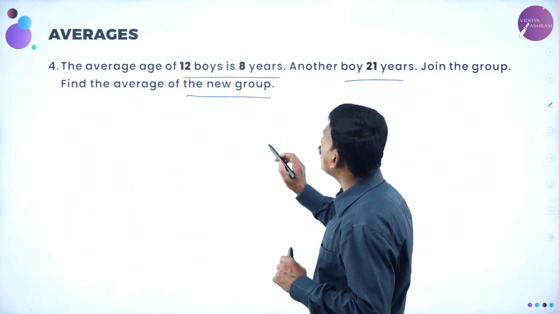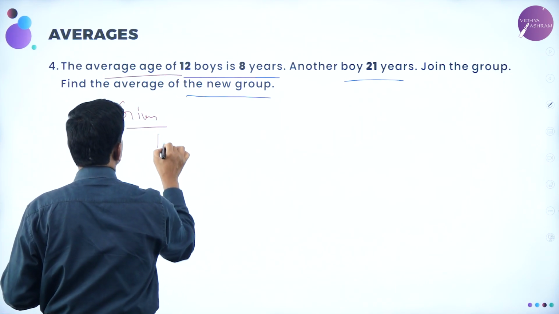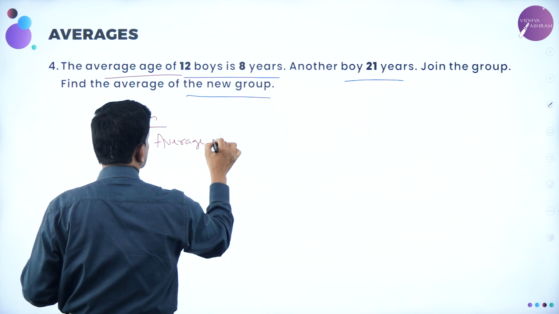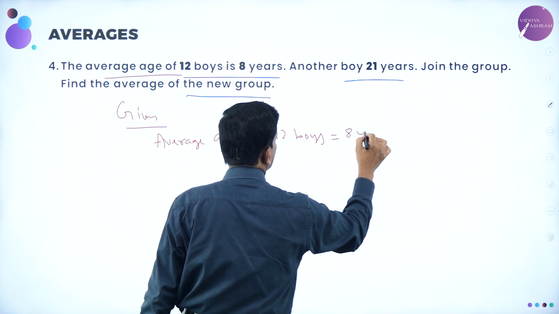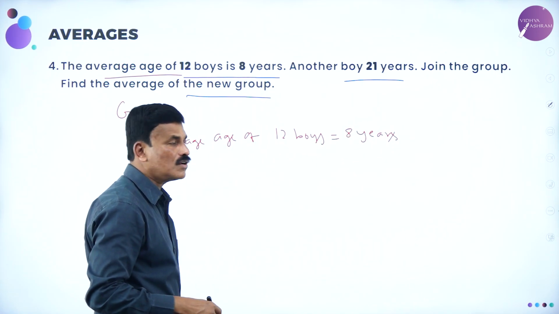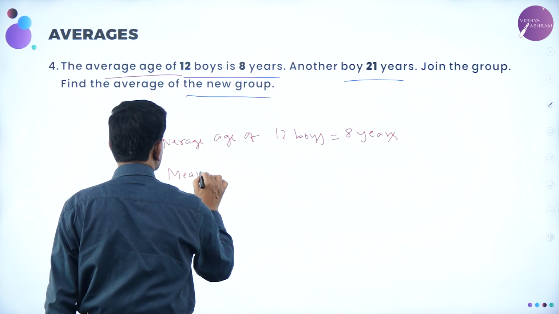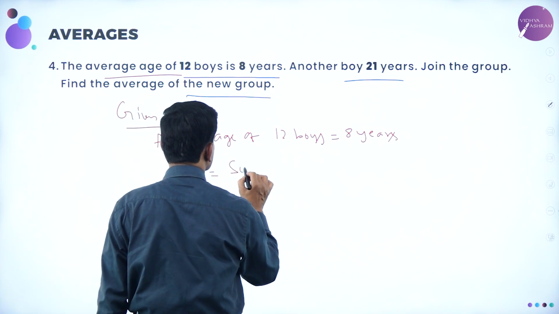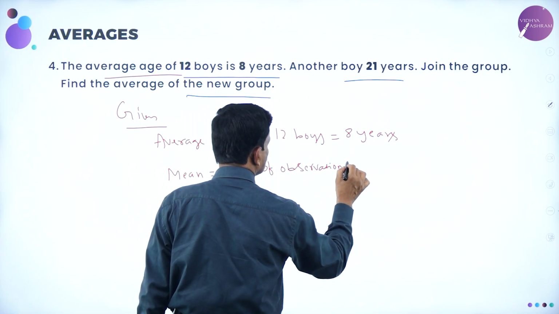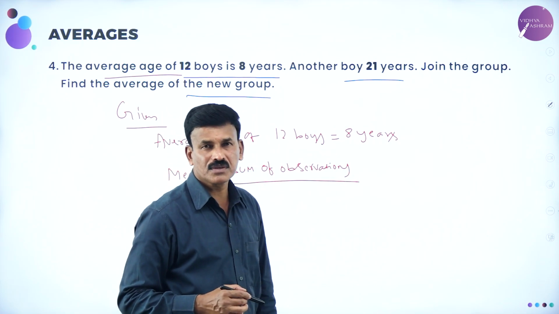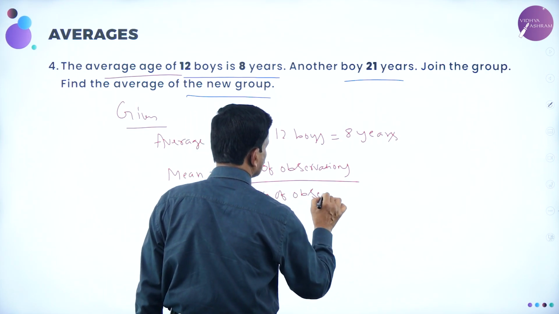Now what is given? The average age of 12 boys is equal to 8 years. Average age of 12 boys is 8 years, right? Now what is the mean? We know that mean is equal to sum of observations divided by total number of observations, that is sum of observations divided by number of observations.